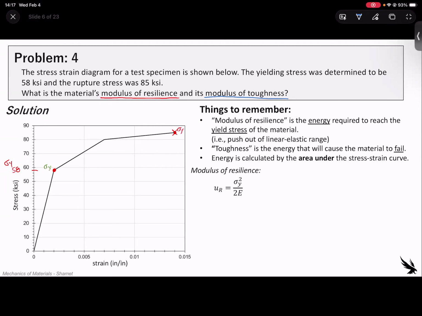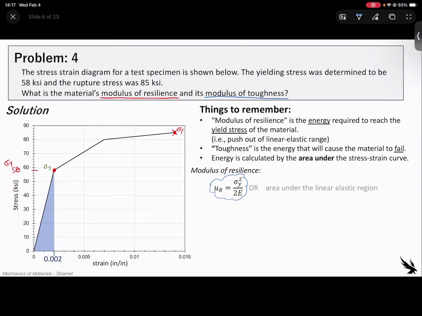But really, remember what it physically represents here. It physically represents the area under this curve right here. And it's a triangle because this is a linear elastic region. So it can be derived by just a triangle, 1/2 times base times height. And that's where that equation comes from. So I wouldn't worry about memorizing this equation. Instead, just remember that it's the triangle.